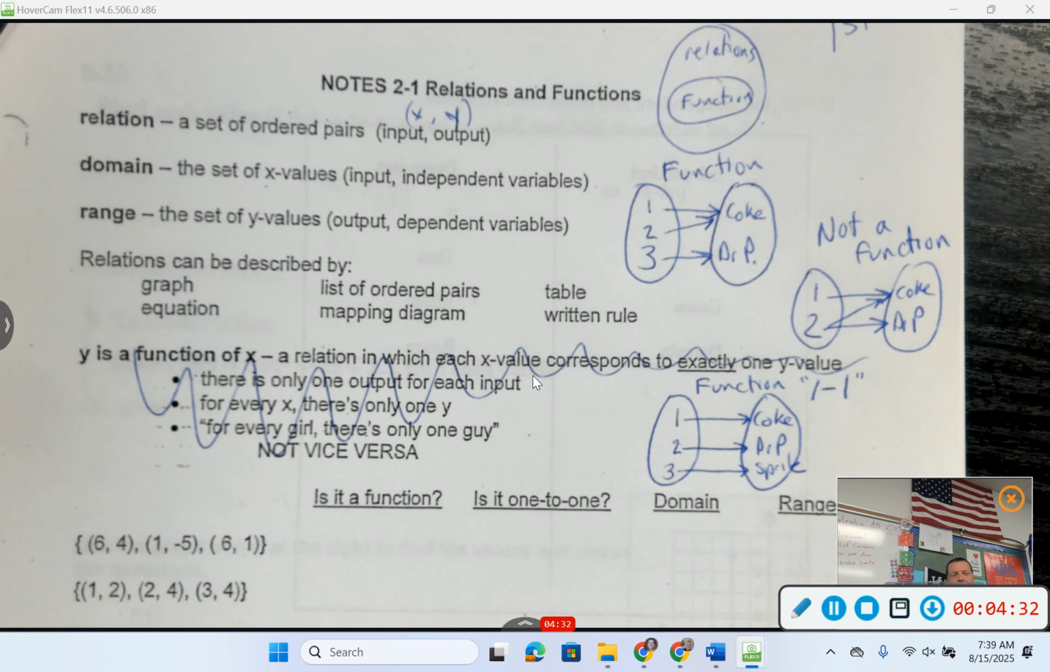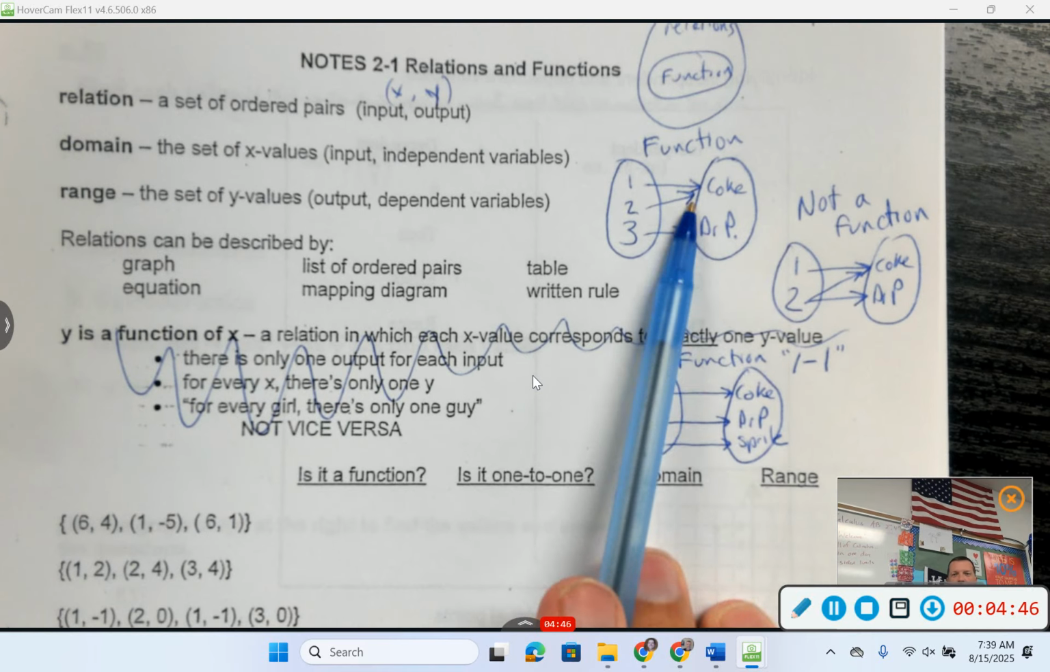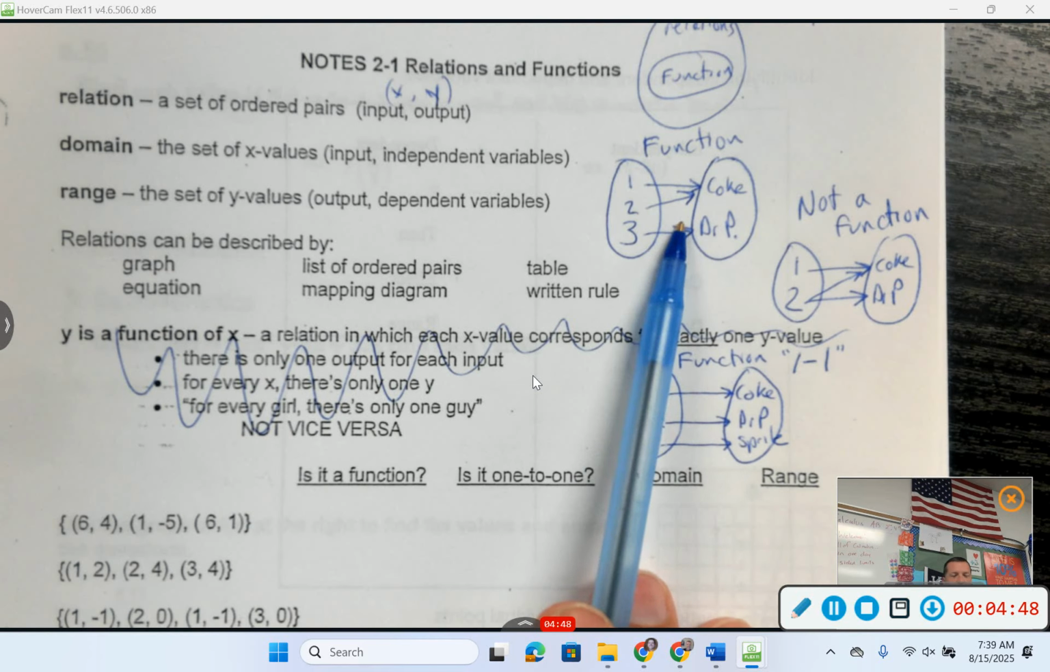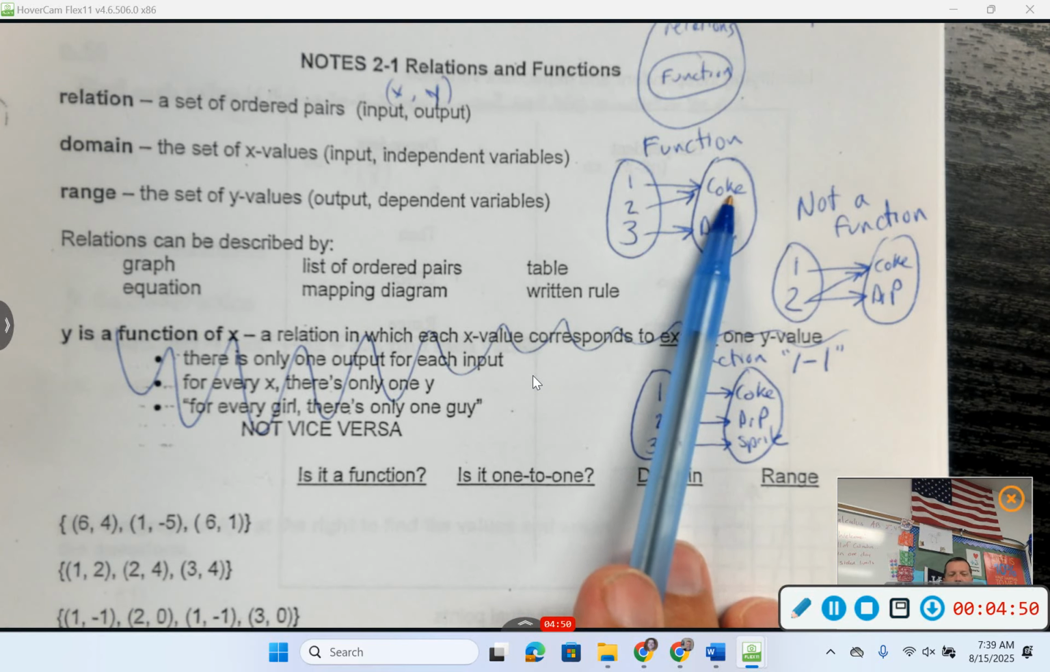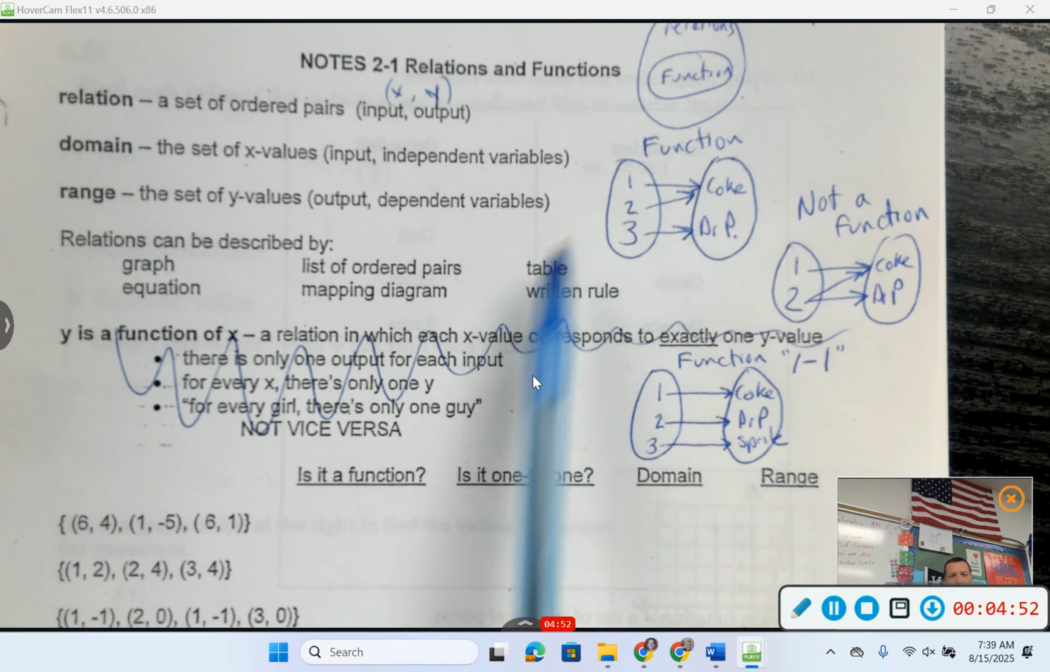Another way to say that is you could go backwards, meaning if someone's standing there with a Coke, you know what button they pushed. If someone's standing there with a Dr Pepper, you know what button they pushed. If someone's standing there with a Sprite, you know what button they pushed. It's one-to-one. If you were standing next to the earlier vending machine and someone's standing there with a Coke, you wouldn't know which button they pushed. It's not one-to-one.